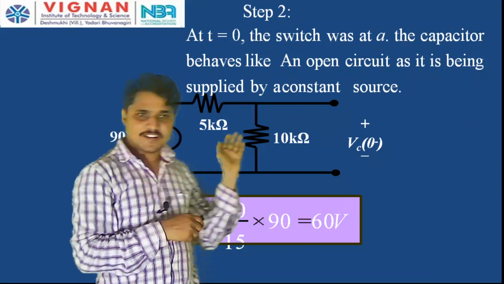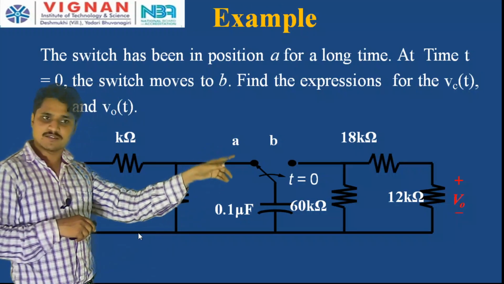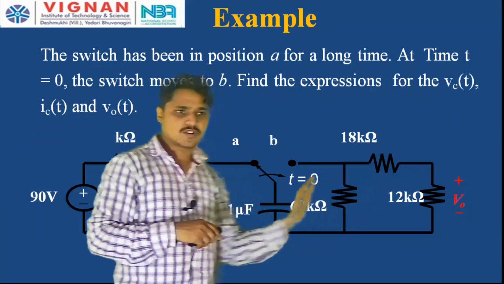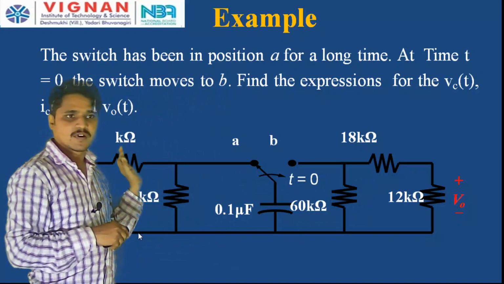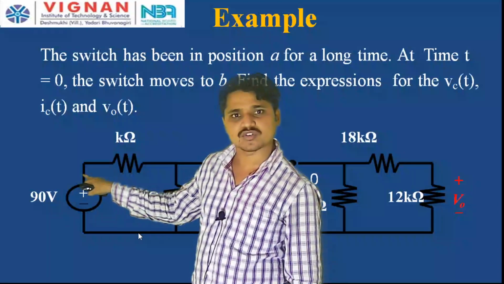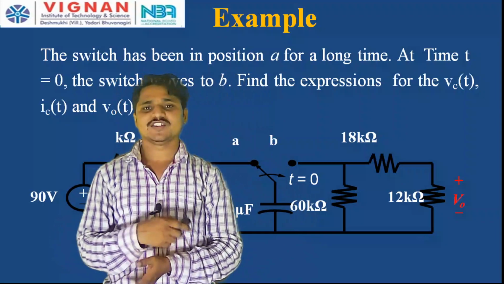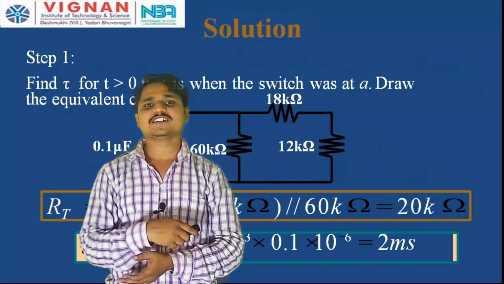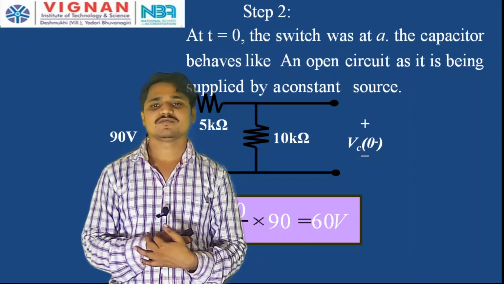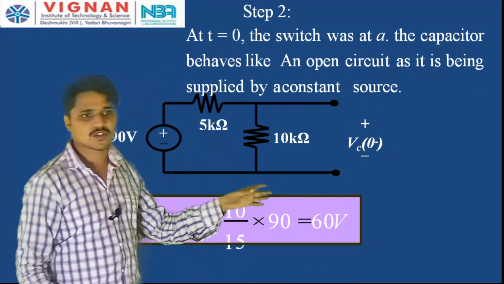That means the switch is at A, so this is the circuit. Switch is at A position, okay. So this circuit is disconnected, it is not connected anywhere, but the capacitor is connected to the DC, okay. 90 volts is the DC source. Now we know that whenever the capacitor is connected to the DC for a long time, that is steady state condition, the capacitor behaves as an open circuit. So this is the property of the capacitor. So this is the open circuit, see here.